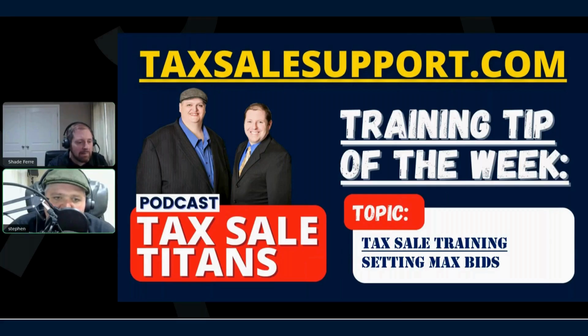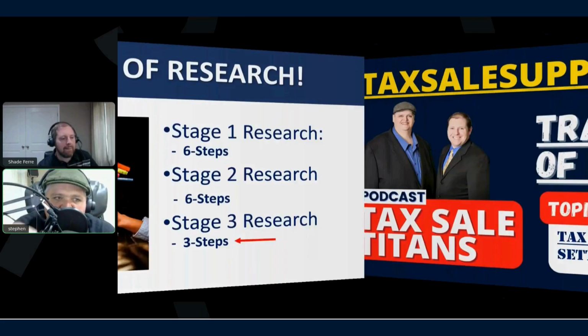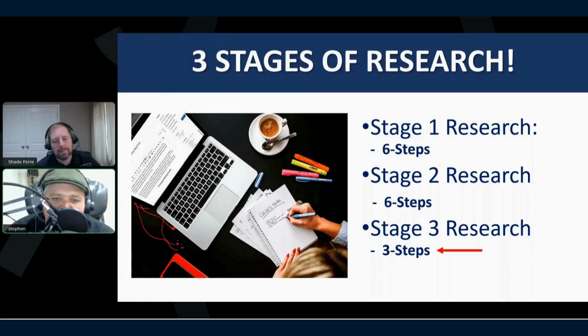Yeah, absolutely. And we have really 3 different steps that we teach our students. And for those members on the line, you know this. We have stage 1 due diligence that has 6 steps, and we really call that basic property research. If it passes stage 1 due diligence, then we may move on to stage 2 due diligence, which has another 6 steps. And that's about really researching the title and the deed, looking for those things like government issued liens. And then stage 3 due diligence has 3 steps as well. What we're going to be focusing on today is how we set our max bids. This is one of the steps in stage 3 research that we're going to be covering today.